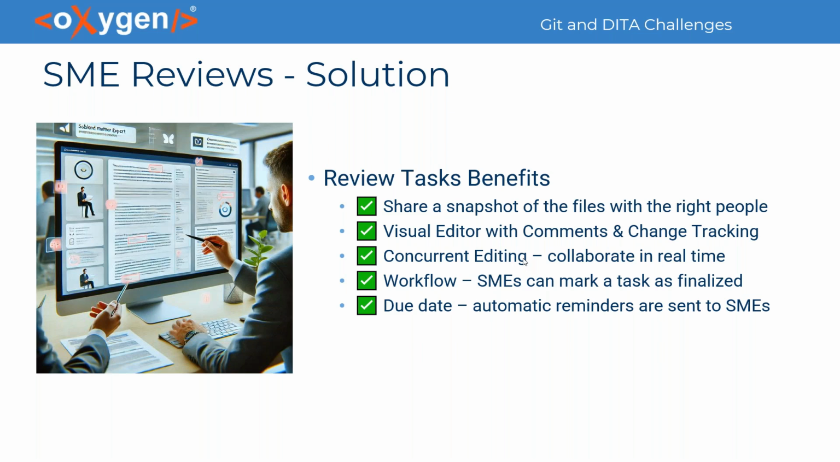So if you get conflicting feedback, each reviewer will see the comments from other reviewers, and they have the chance to settle on a decision right there in the review task.